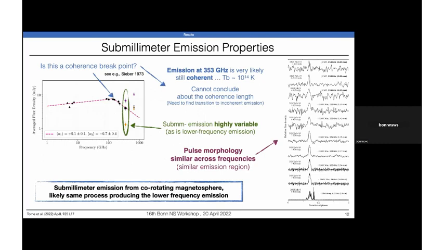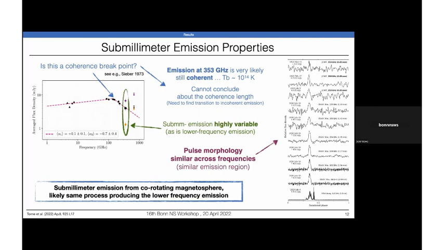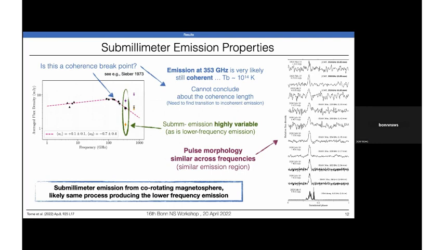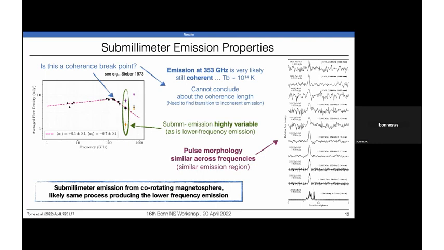Summarizing the results, first, the emission that we see in the submillimeter window seems to be still coherent because the brightness temperatures are around 10 to the 14 Kelvin. And as you may know, explaining emission with brightness temperature above 10 to the 12 Kelvin is difficult if you don't invoke some kind of coherent mechanism or amplification. We cannot conclude anything on the coherence length, because we don't see the spectral turn-up, which is what we wanted. In fact, we see something very different, the broken power law.